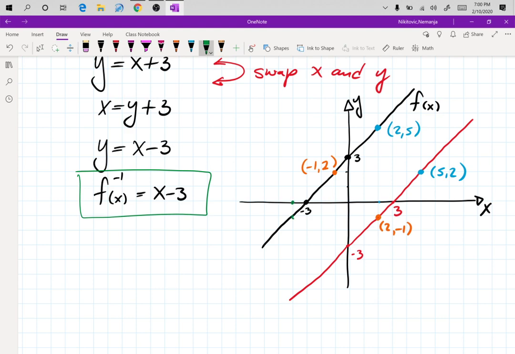-4 is -4, -1. What's the flip of that? -1, -4. Every point on the black line will have its inverse, which is the coordinates switched, on the red line, because the output of the red line is the input of the black line and the opposite.